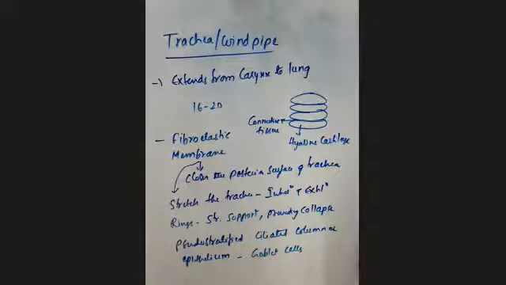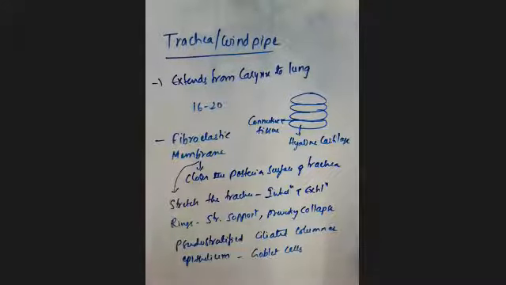What is this trachea? It extends from the larynx to the lungs, and it is made up of 16 to 20 C-shaped rings of hyaline cartilage, connected with the help of connective tissue. It also has one flexible membrane, which you will call a fibroelastic membrane. It closes the posterior surface of the trachea, and it is useful to stretch the trachea during inhalation and exhalation.